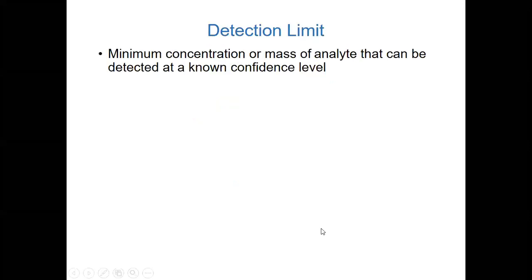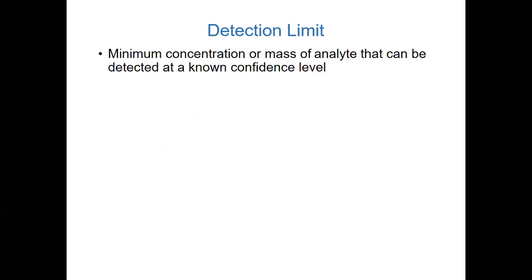Okay. Next figure of merit is detection limit. The name also says something. The detection limit means the limit that we can detect. That's the simplest definition.